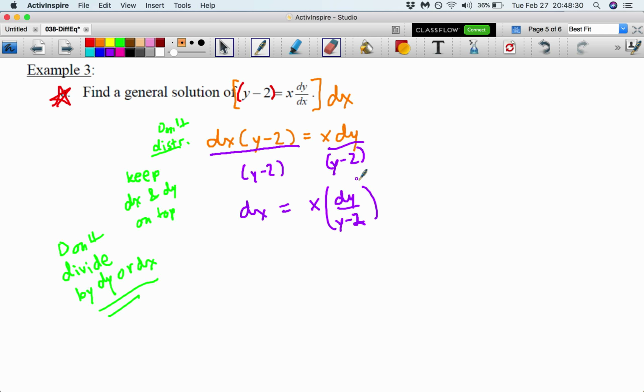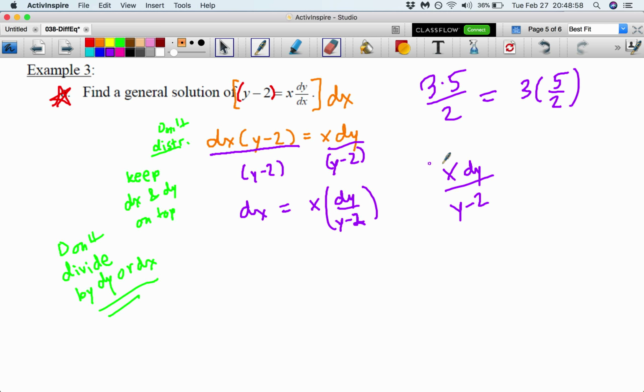If you thought x should be on top, if you had x dy over y minus 2, that's the same thing. Convince yourself, right? 3 times 5 over 2 is the same as 3 times 5 over 2. I realized it was not clear with the words alone. That's all I'm doing here.